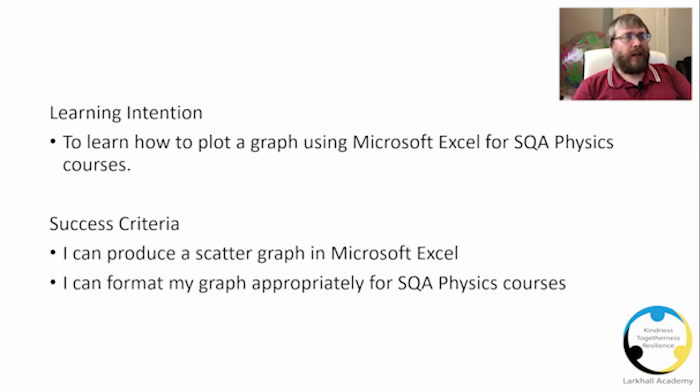So let's have a quick look at our learning intention and success criteria for today. Learning intention: to learn how to plot a graph using Microsoft Excel for SQA physics courses. And our success criteria: I can produce a scatter graph in Microsoft Excel, and I can format my graph appropriately for SQA physics courses.